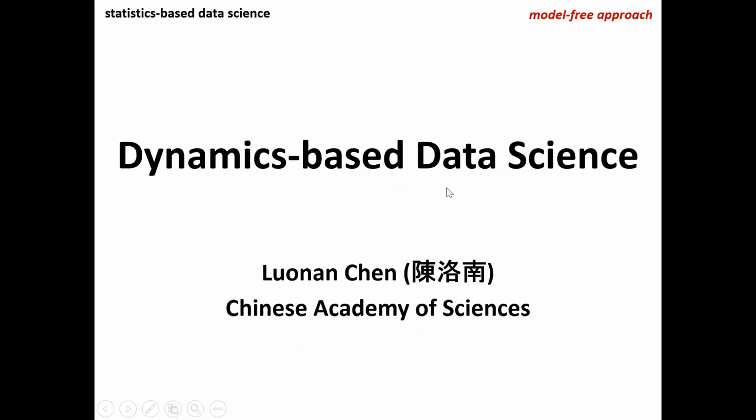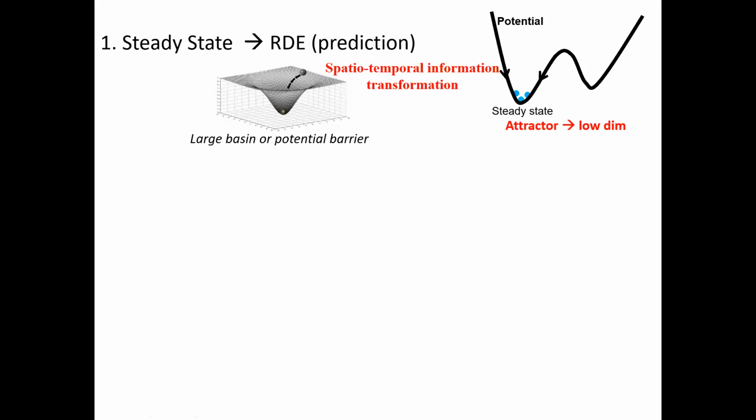So today, I will show our recent focus, which I call dynamics-based data science, which we consider different from the traditional statistical-based data science. I will show why it's different, and what new methodology we can develop based on dynamic theory. In my group, we believe there are at least 3 parts where we can make a difference from traditional statistical data science.